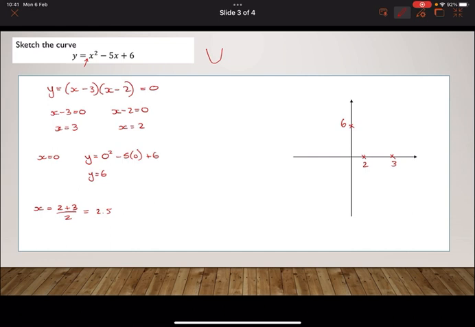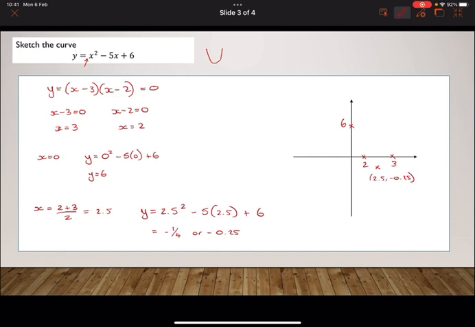And I'm now going to find the y value. So in order to do this, I'm going to be substituting my x value into my equation. So I'm going to get y is equal to 2.5 squared minus 5 times 2.5 plus 6. And that's going to give me minus a quarter, or minus 0.25. So I'm going to pop that on my little diagram so I can see it. So this is the point (2.5, -0.25).